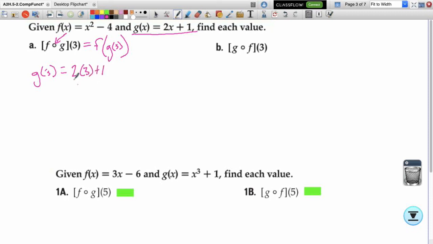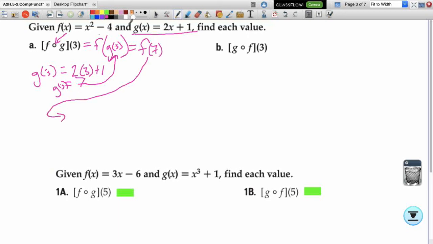I'm sure you guys have already solved that. 2 times 3 is 6, plus 1 is 7. So g of 3 equals 7. So up here, if g of 3 equals 7, I could just find f of 7. And that's not too bad.